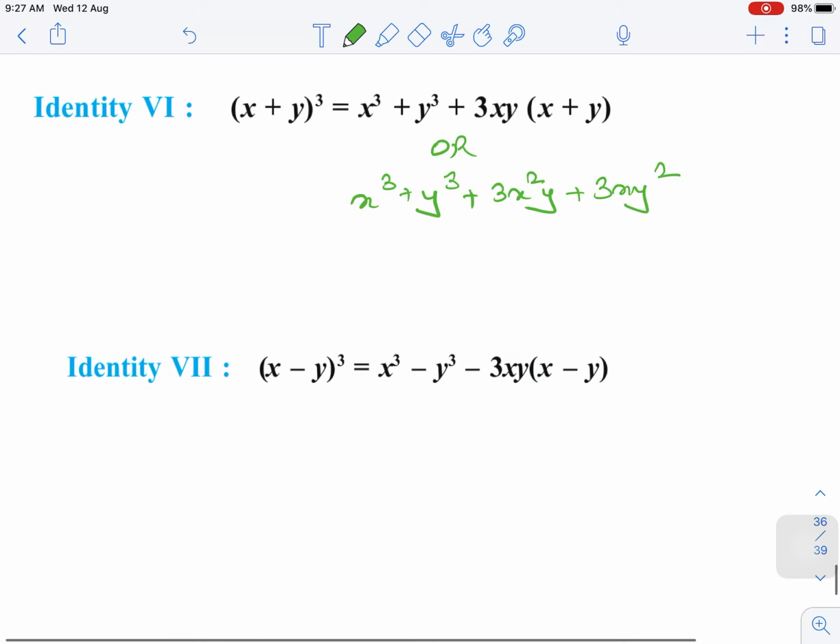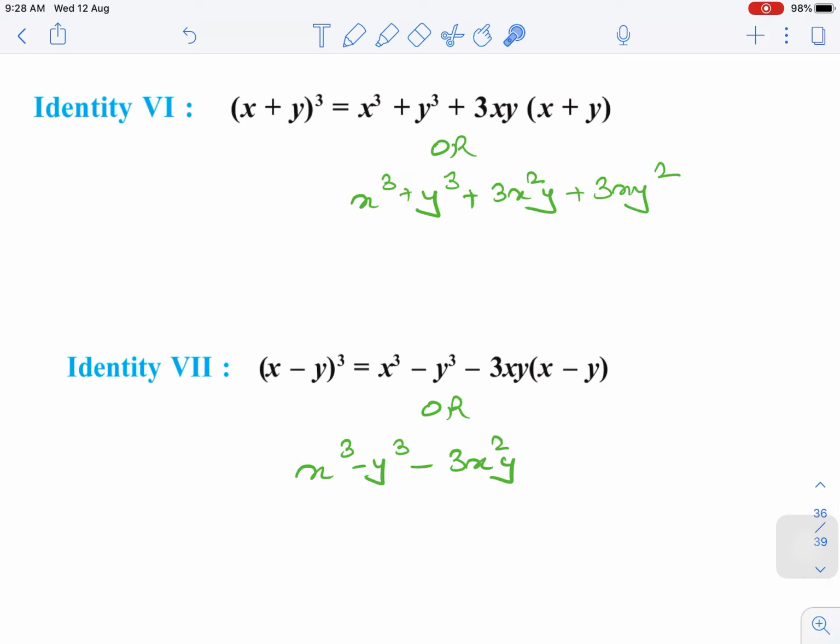On the other hand, suppose we have (x minus y) bracket cube, that is first term minus second term bracket cube. Its expansion is written as first term cube minus second term cube minus 3 into first term, second term in bracket first term minus second term. Or it can also be written as x cube minus y cube minus 3x square y. Now remember that minus into minus will become plus, so our next term will be plus 3xy square.